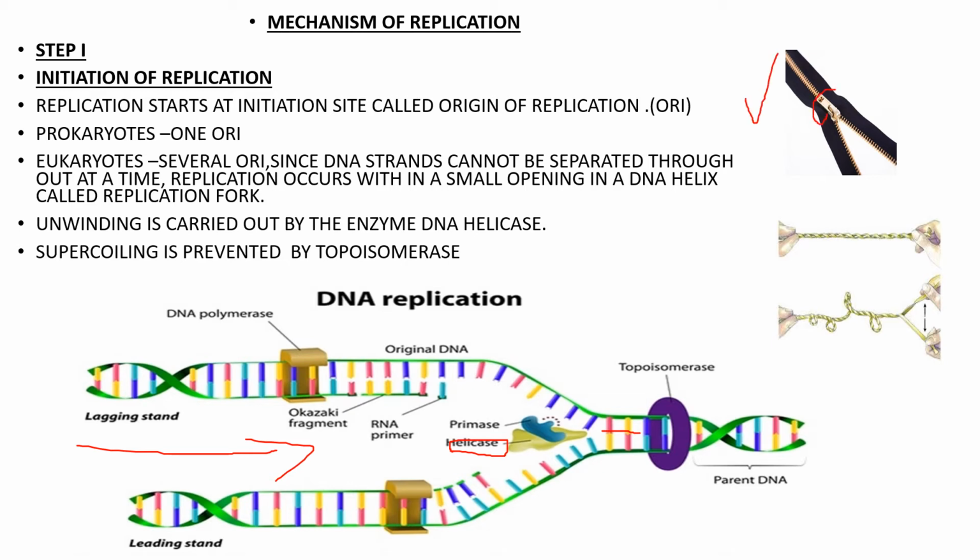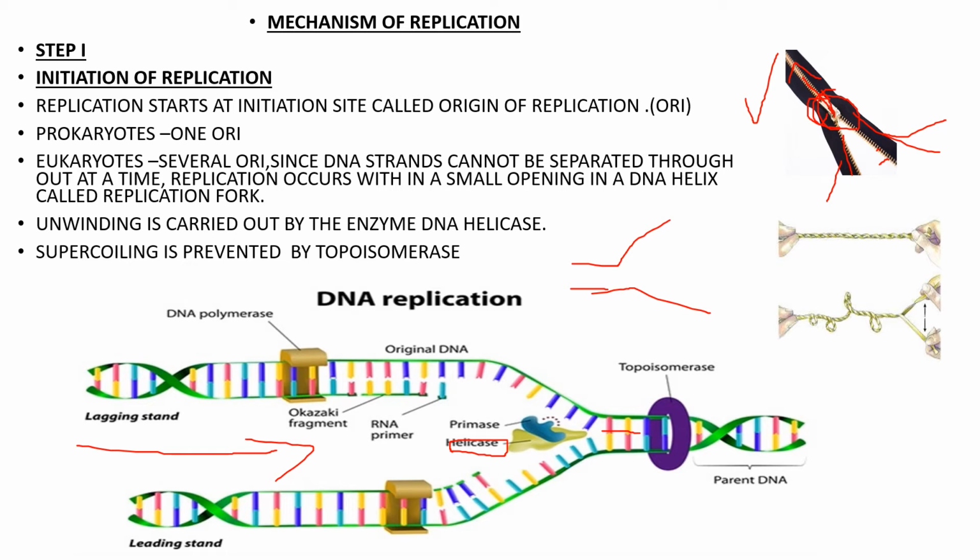If we take a zip, to unzip it, we have to move in this direction. So here the unzipping will happen. If we consider this as one DNA strand and this as the other DNA strand and these metal teeth as the hydrogen bonds, the unzipping is happening with the enzyme helicase. This is how the opening of the DNA helix happens. As a result, the replication fork will be formed. This is called the replication fork.